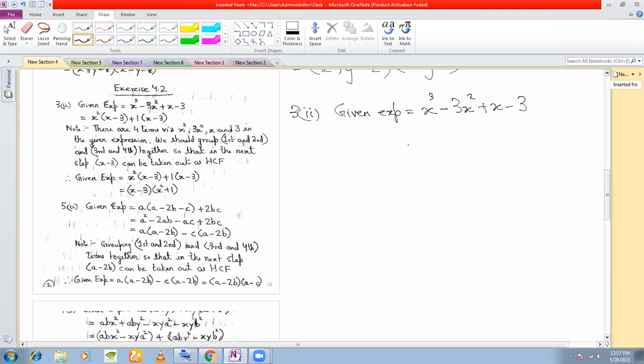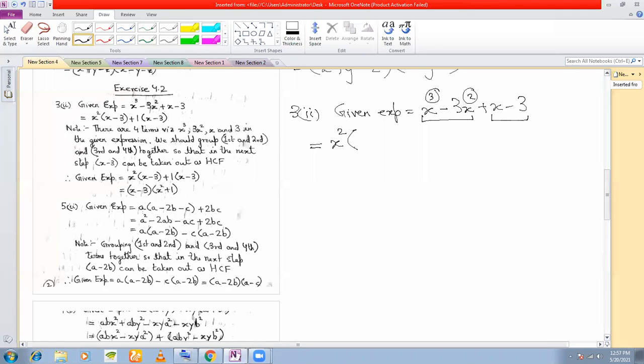But what terms to group? As I told you, always try and group two terms together. So try out the first and the second term grouping, and these two terms grouping. From the first two terms, what is the HCF? I have power 3 here, I have power 2 here. So I can take the lower power out as the HCF. I can take x square common.